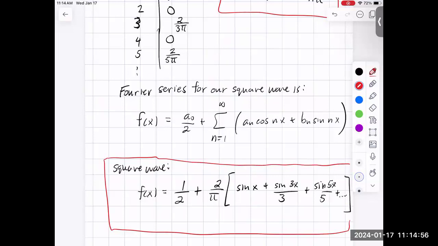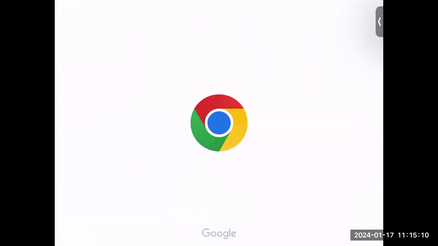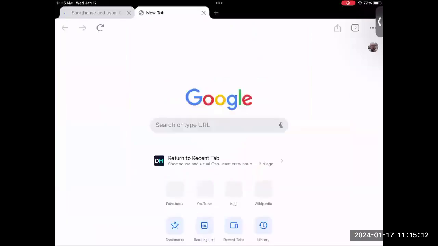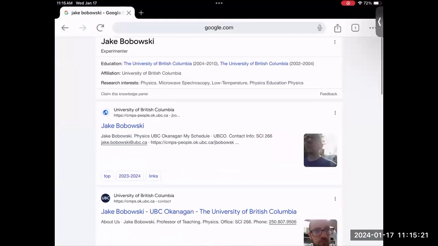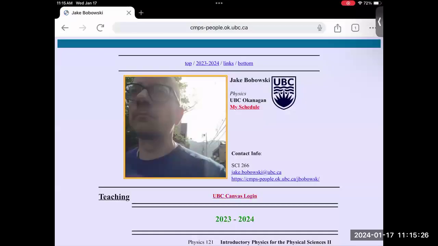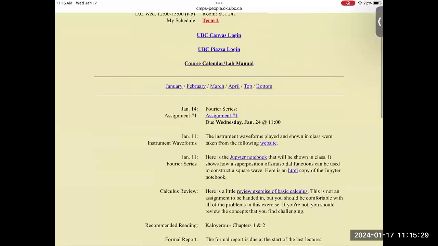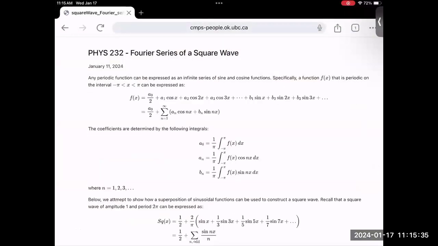And so let's see. Let's do it this way. Let's see if I can pull it up here. Here we go. No, sorry, that's not what I wanted. This one, I think. All right. So 232. All right. Constructing a square wave.